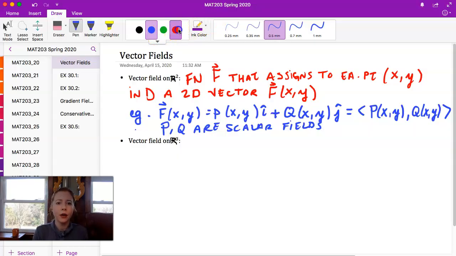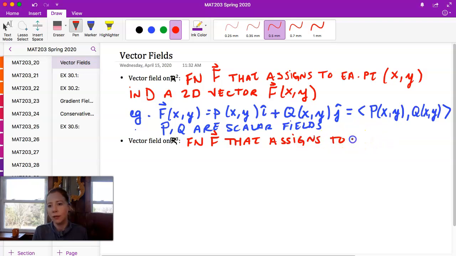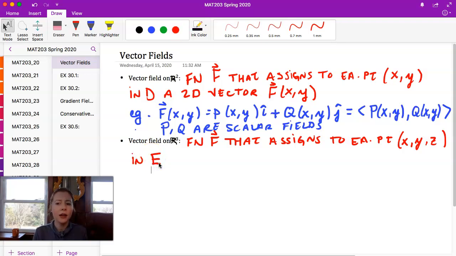So now looking in three space, similarly, some function, vector f, that assigns to each point x, y, z in our domain in 3 space, which we'll just call E. And I'm taking my time writing this out so that when you're watching this, you can write it along with me in your notes without pausing.